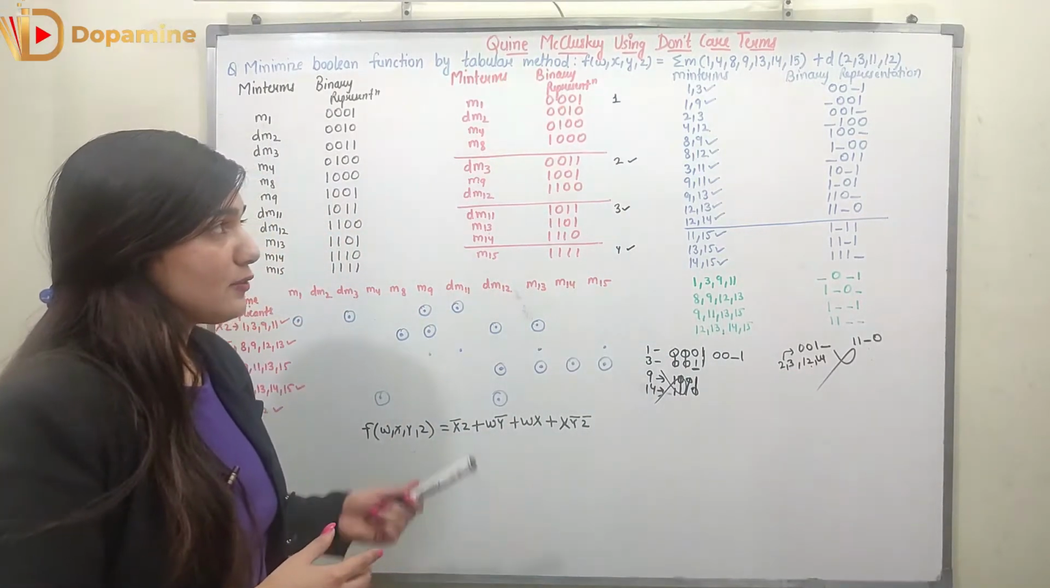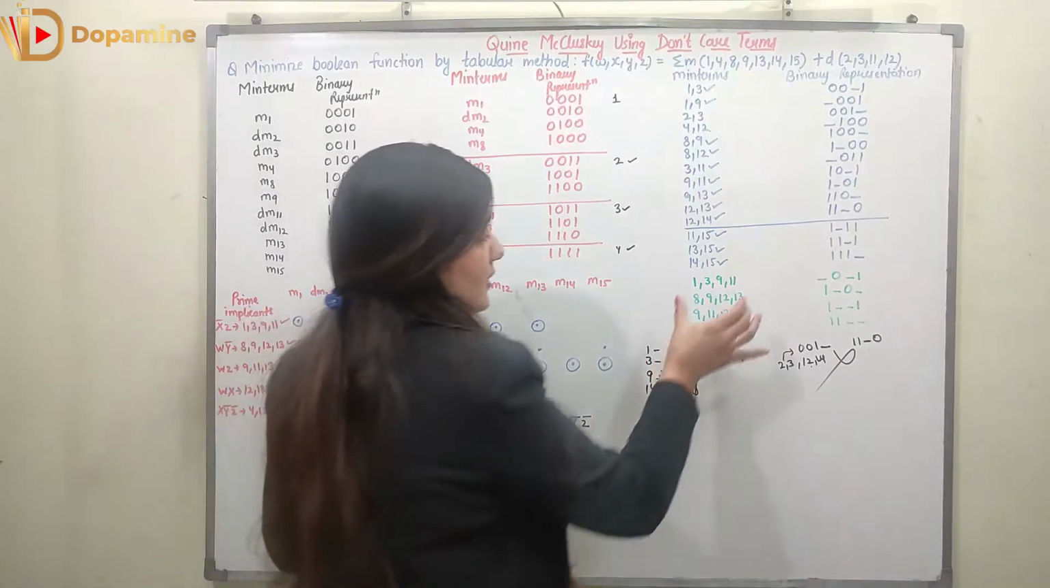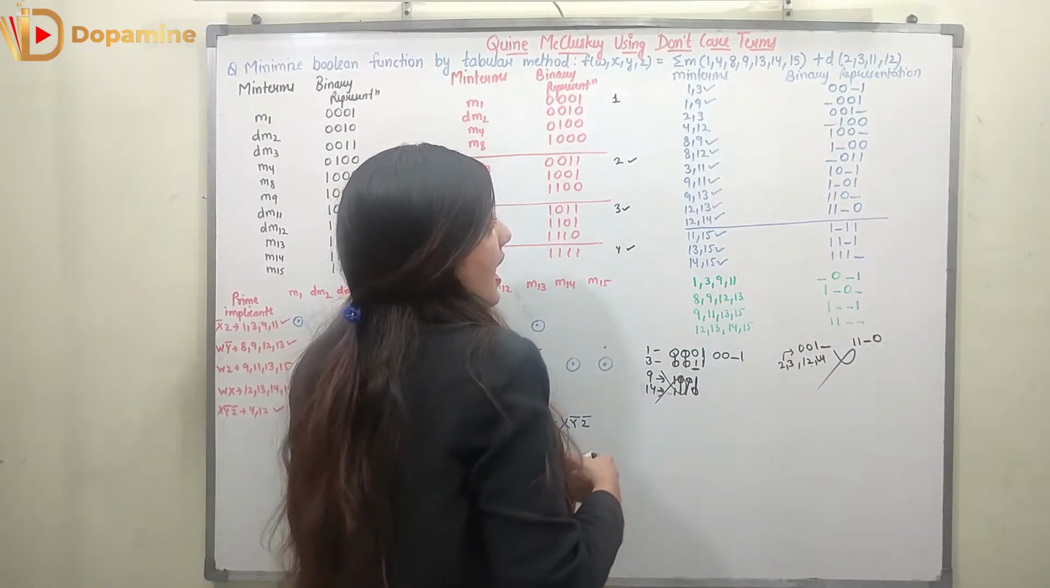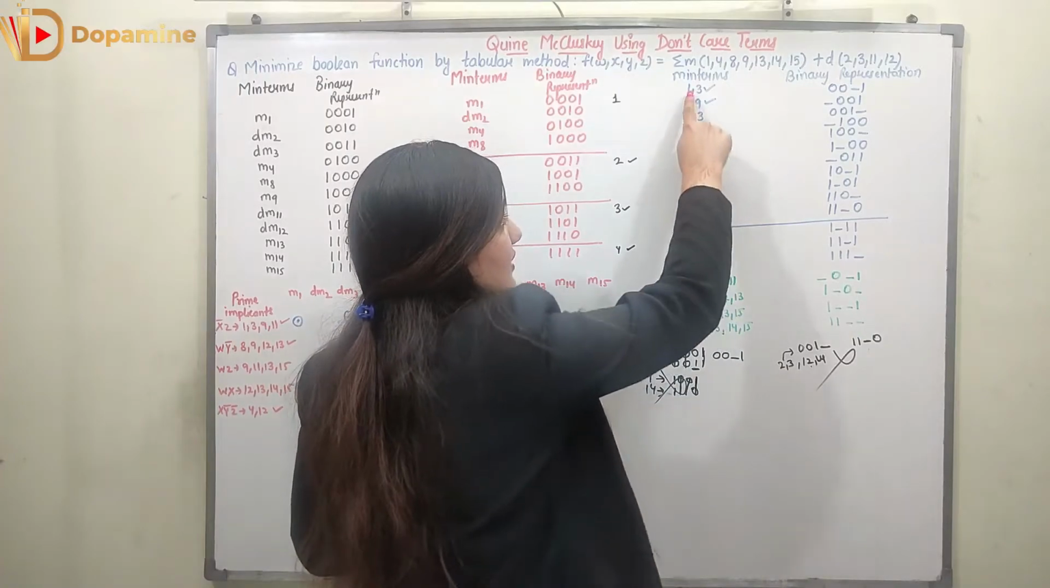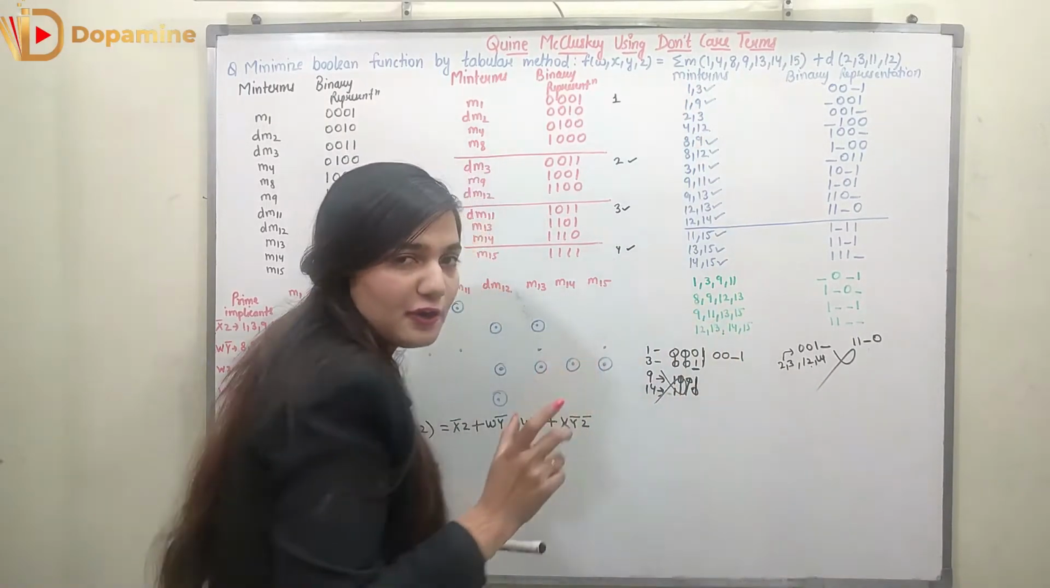Now let's see how we are going to put the tick marks. So here you can see we have the higher order clubbing. I am going to see if this group is present in this higher order or not.